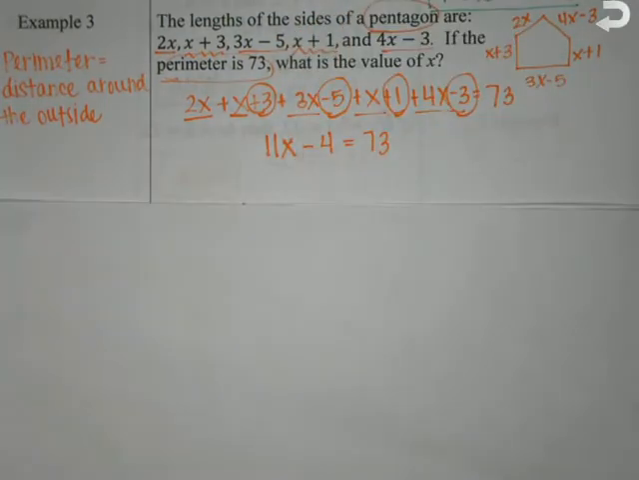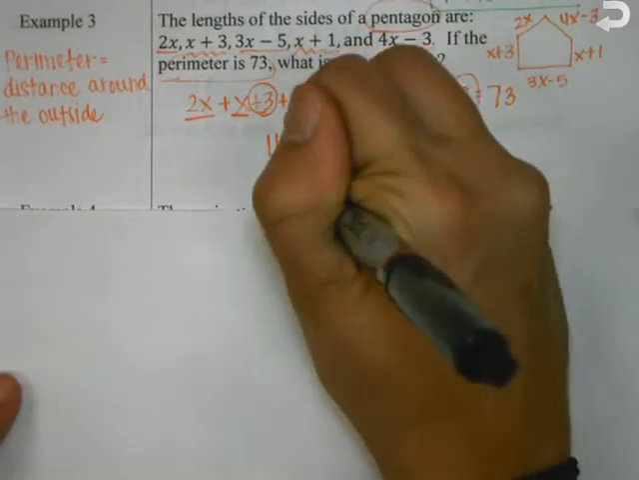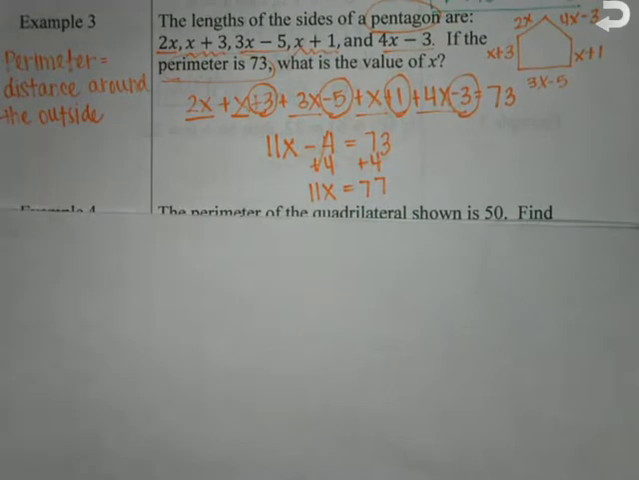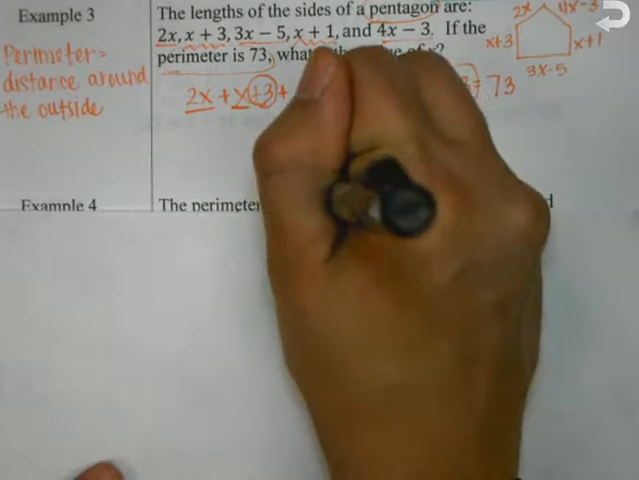And this should be easy. What do I do first to solve this one? Who's in 13? Genevieve. Perfect. Add 4 to both sides. So we get 11x equals 77. And then what do I do in order to solve for x? Who's in 16? Savannah, what do I do? Exactly, I divide by 11. So that gives me x equals 7.